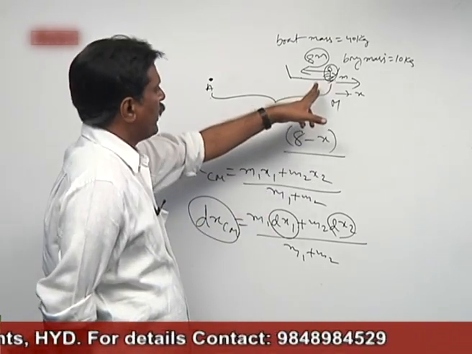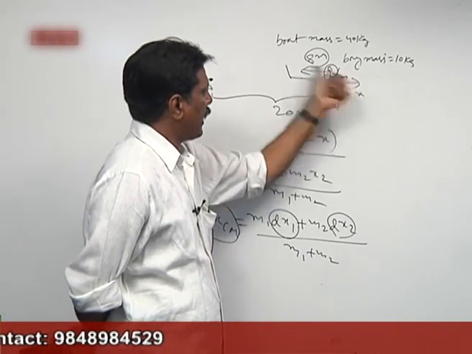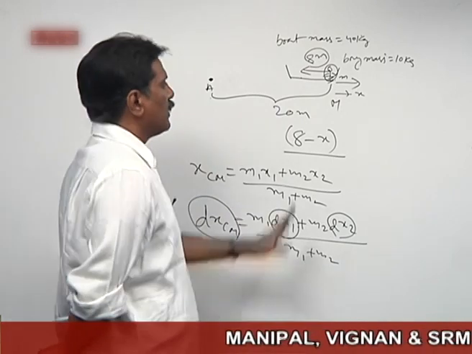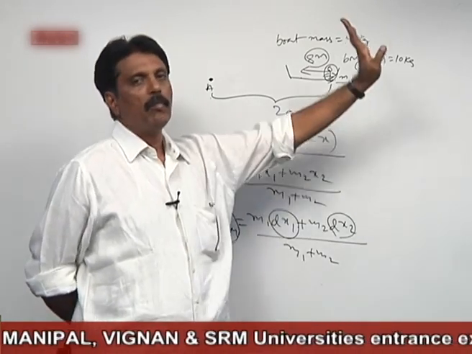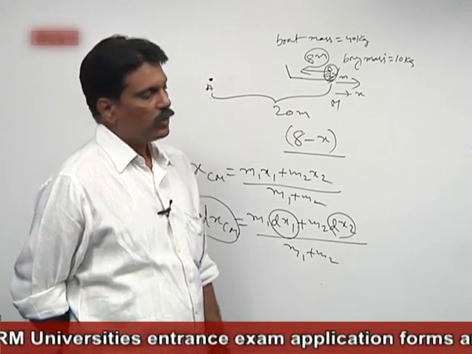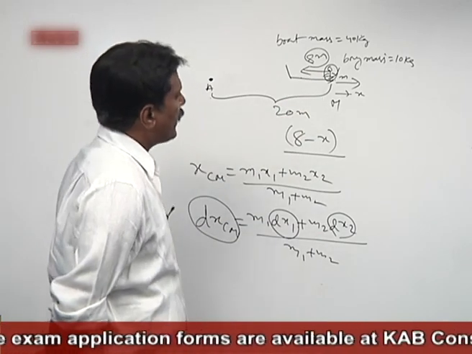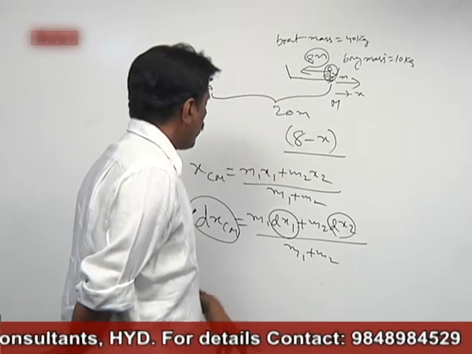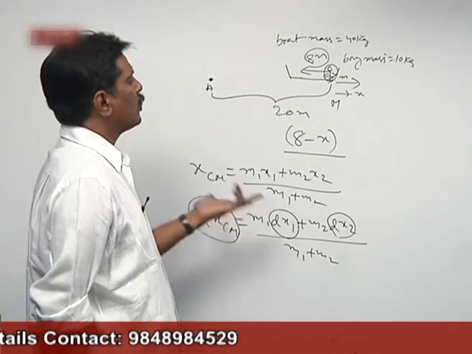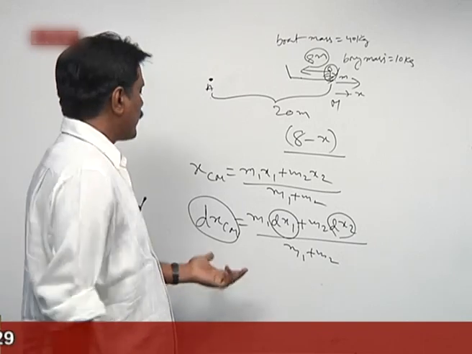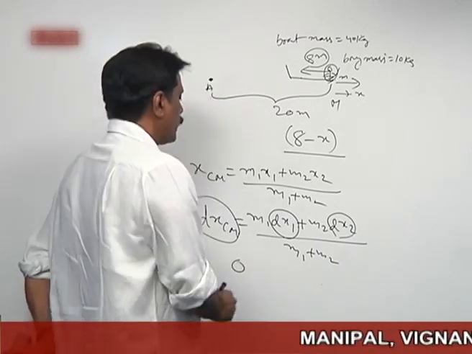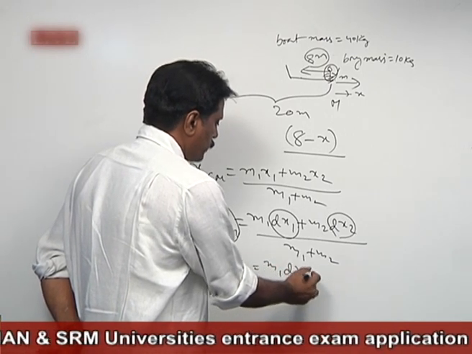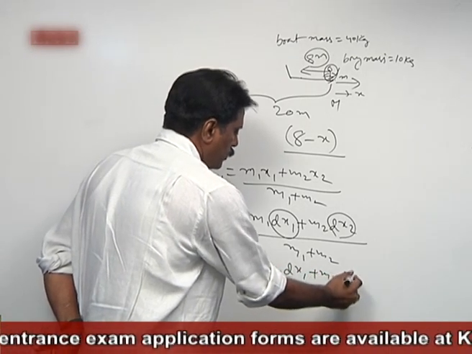When the man is moving, the boat will move in this direction, the man is moving in this direction, but man and boat are a system, and there is no external force acting on the man plus boat system. So, when there is no force acting externally on the man plus boat system, why should the center of mass move? There will be no motion of the center of mass. dx center of mass equal to 0. So, 0 is equal to m1 dx1 plus m2 dx2.